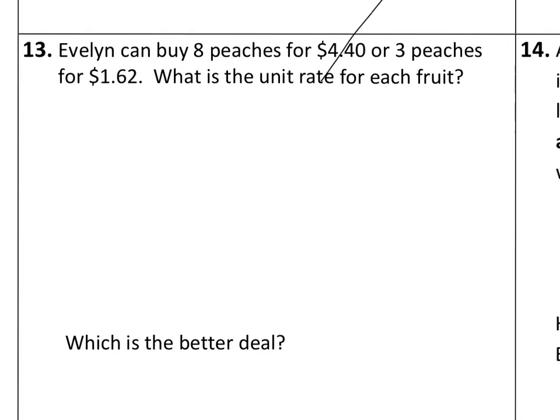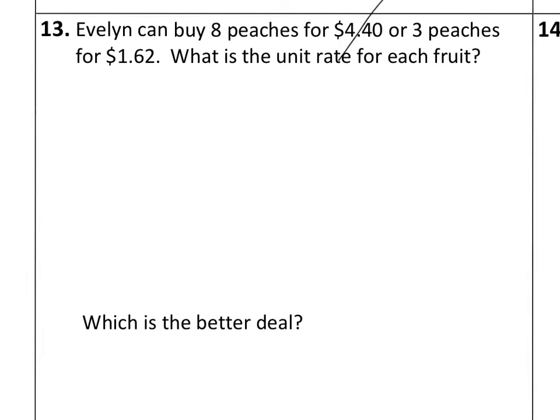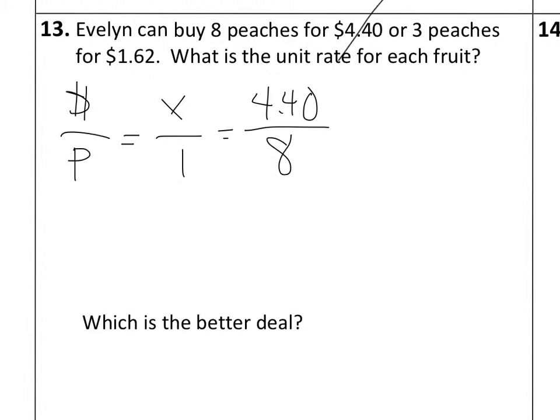Moving on. So we're finding the cost of 1 peach. So I'm going to do price over peach. How much does it cost for 1 peach? And we know that we can buy $4.40 worth of peaches for 8 peaches. When we solve this, we get 55 cents.